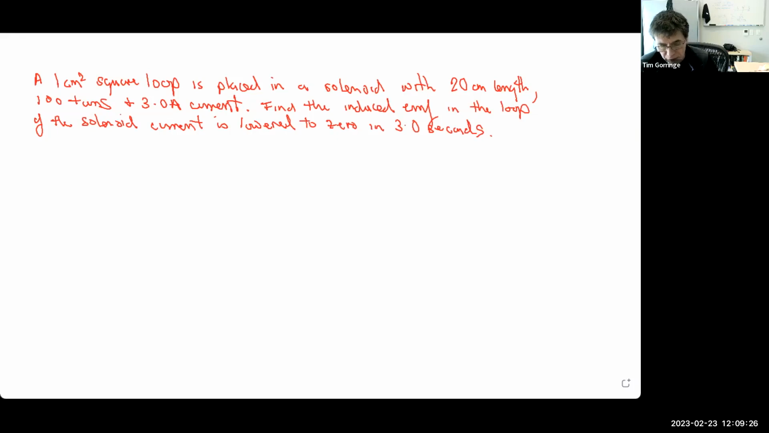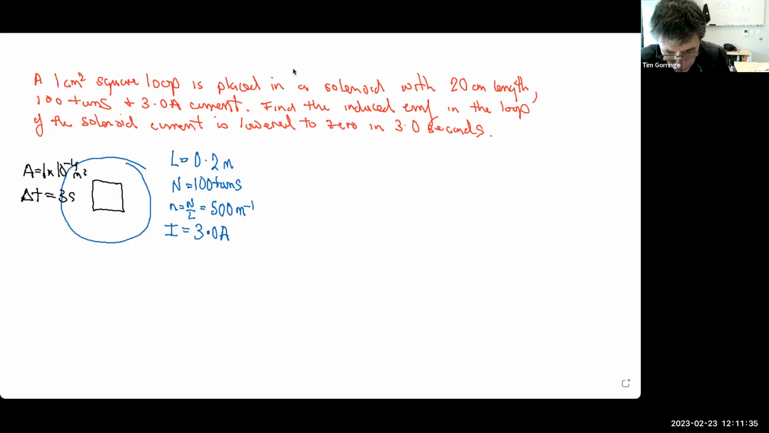So let me go ahead and make the sketch. Okay, so here's my sketch. In the center, this rectangle is the square coil. And outside here, this circle is a cross-section through the solenoid. And so this is the geometry with the square coil inside the circular cross-section solenoid.